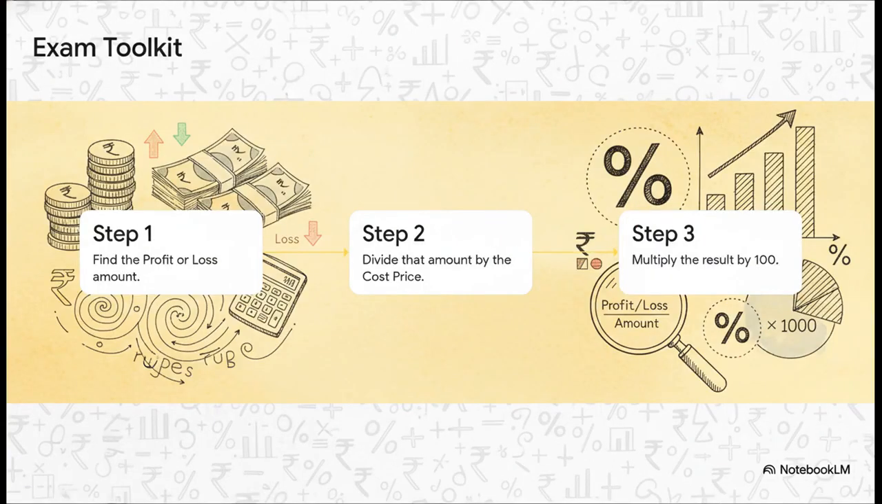So let's just boil this all down into a simple exam toolkit. For any of these questions, just follow these 3 steps. 1. Figure out the actual profit or loss in rupees. 2. Divide that number by the cost price. And 3. Multiply the whole thing by 100. Follow these 3 steps every single time, and you'll be golden.